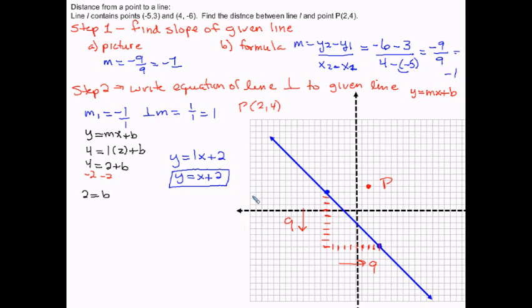Okay, so the next thing I need to do is find the point of intersection, so the point where the two lines cross. Well, I know that I'm going to hit here at 2 because 2 is my y-intercept. And I know my slope is 1, so I'm going up 1 over 1, up 1 over 1. So I can go down, back, down, back. So I can find the point of intersection graphically.